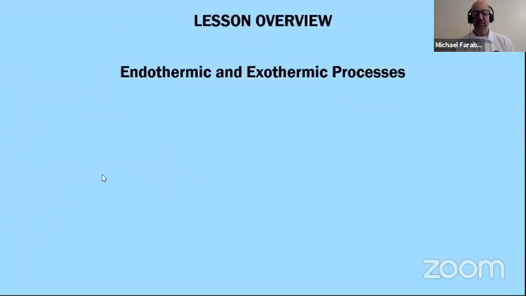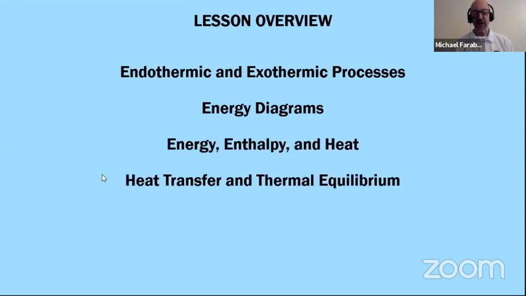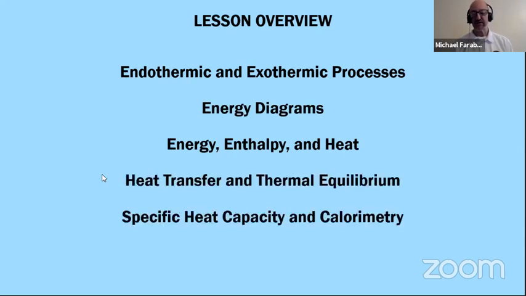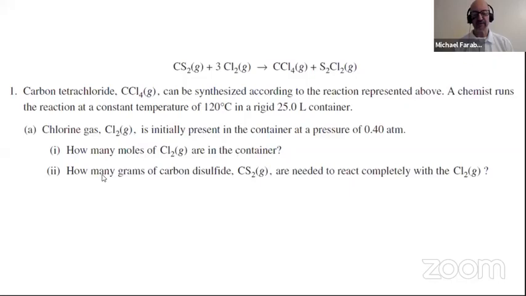So I will begin by talking about endothermic and exothermic processes. I'll talk about energy diagrams. We'll talk about the difference between energy, enthalpy, and heat transfer and thermal equilibrium, specific heat capacity and calorimetry, and the energy of phase changes. So typically before we dive into the content of our lesson, we start with a warm-up problem, and this would be the homework problem, the AP Chemistry problem that Mr. Byrne assigned in yesterday's lesson.